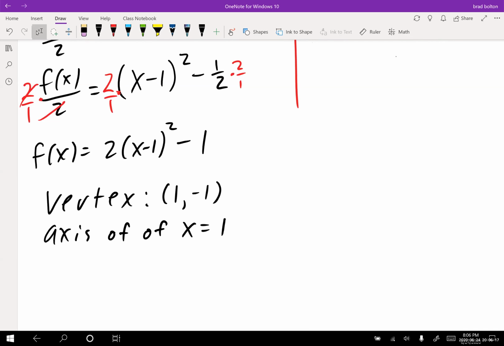So now I should be able to graph this pretty well. So we're going to go, let me see, 1, 2, 3, 4, 1, 2, 3, 4. Okay, so our vertex is 1, negative 1. So that's right there. And we know that it opens upward, but it's a little bit narrow. So I'm just going to make it like this a little bit. That's actually not narrow enough, I don't think.